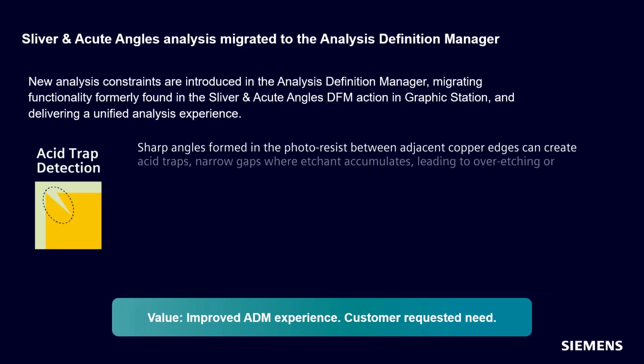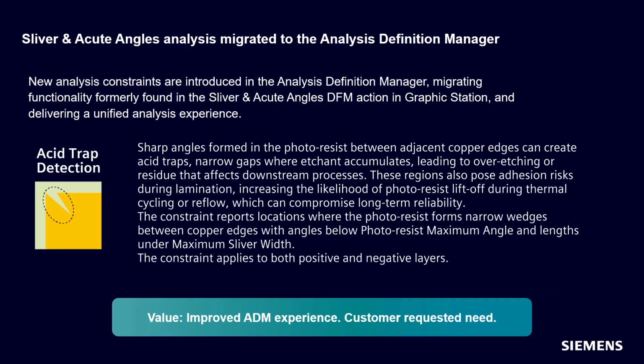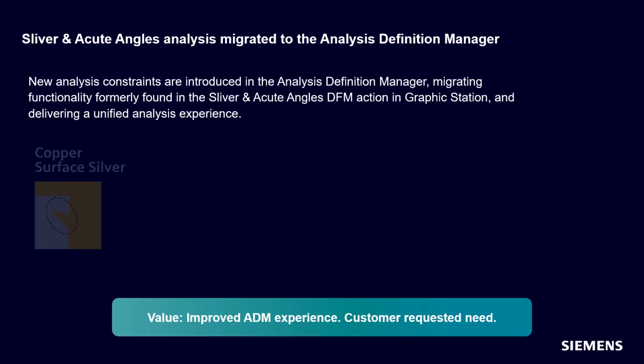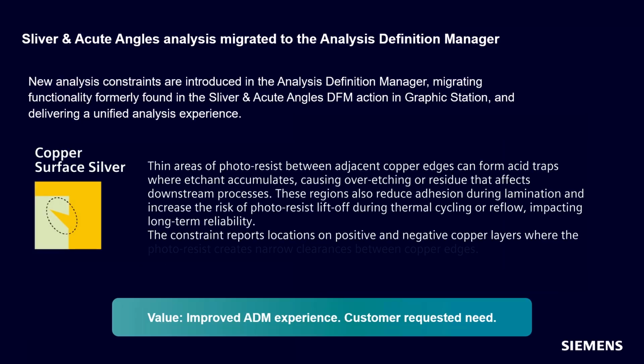The next check is copper surface sliver. This constraint reports locations where copper extends outward from the surface, forming narrow wedges. The constraint applies to both positive and negative layers. And finally, there's the acid trap detection. This check looks for acute angles formed in the photoresist between adjacent copper edges that can create acid traps.